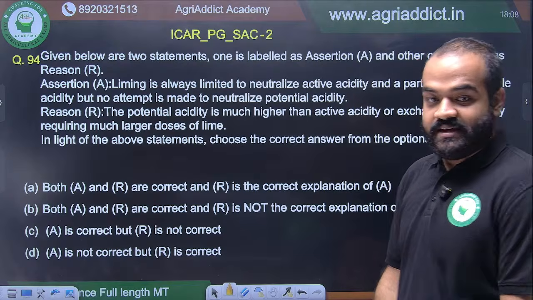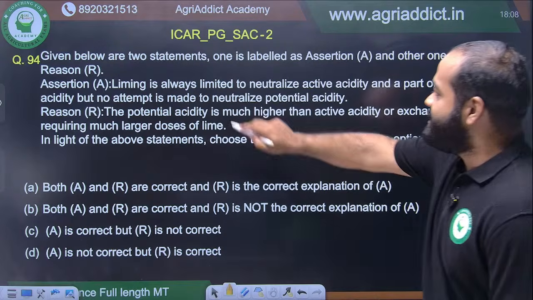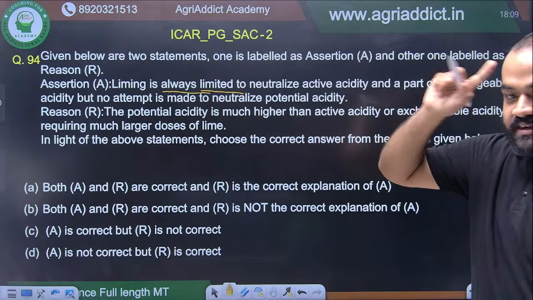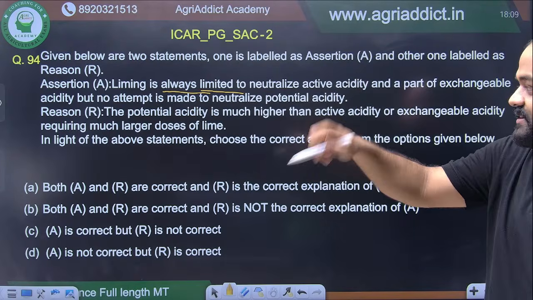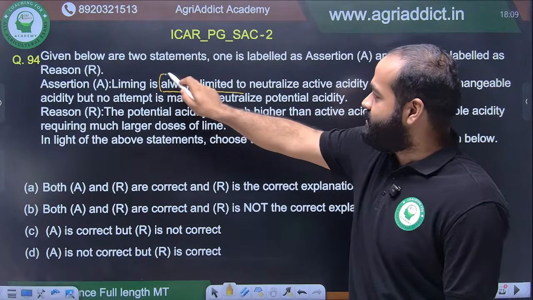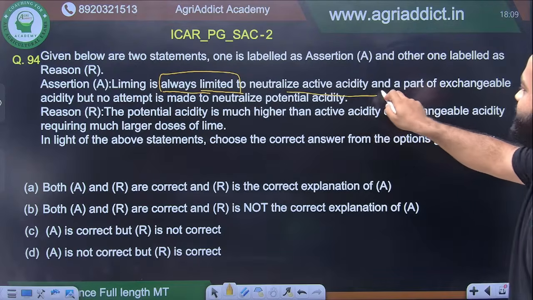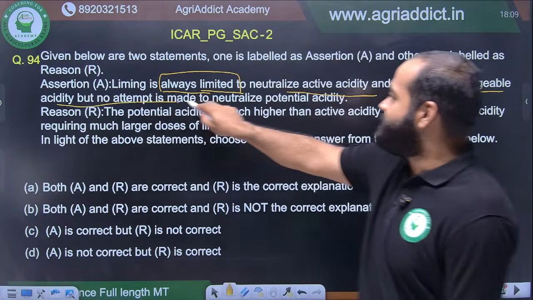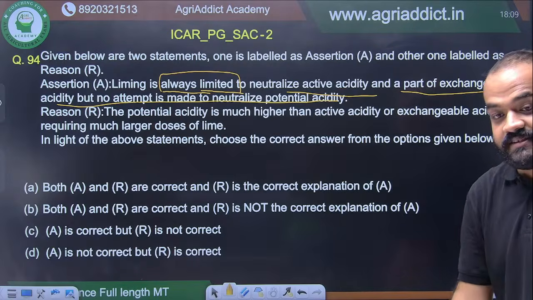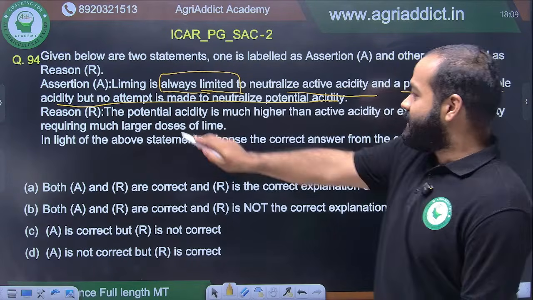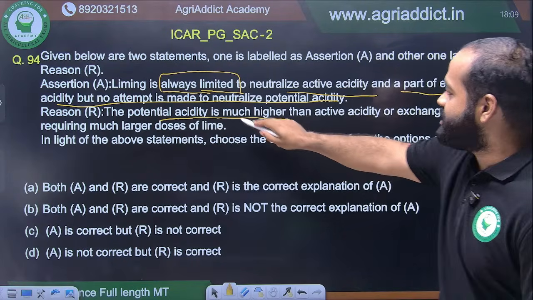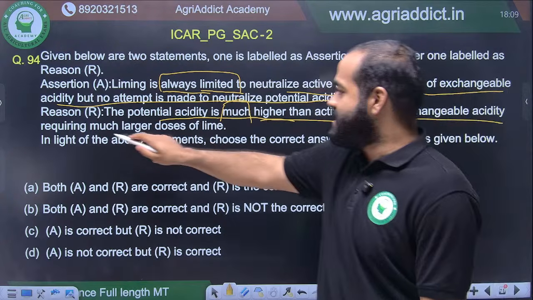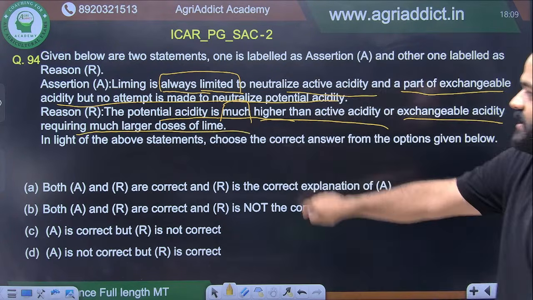Another question from soil acidity. Let's see. Liming is always limited. Always limited. Look at the keywords. ये सारे words में ही कभी घुमा देता है. So look very carefully. Liming is always limited to neutralize active acidity and a part of exchangeable acidity, but no attempt is made to neutralize potential acidity. Nice statement. The potential acidity is much higher than active acidity or exchangeable acidity, requiring much larger doses of lime.